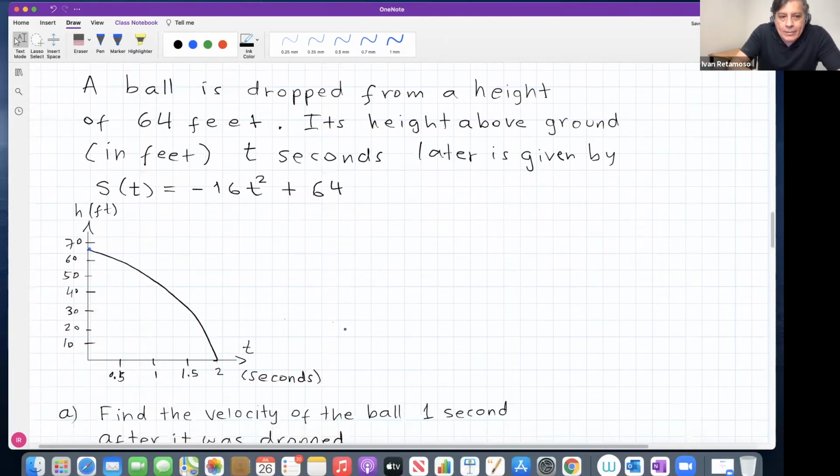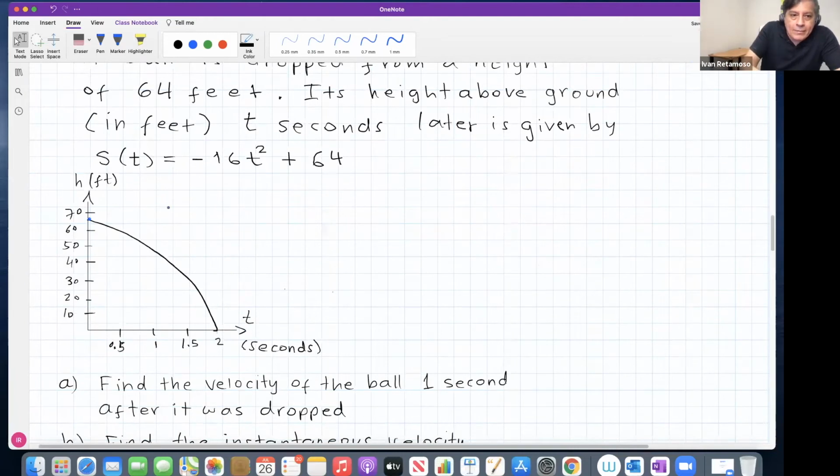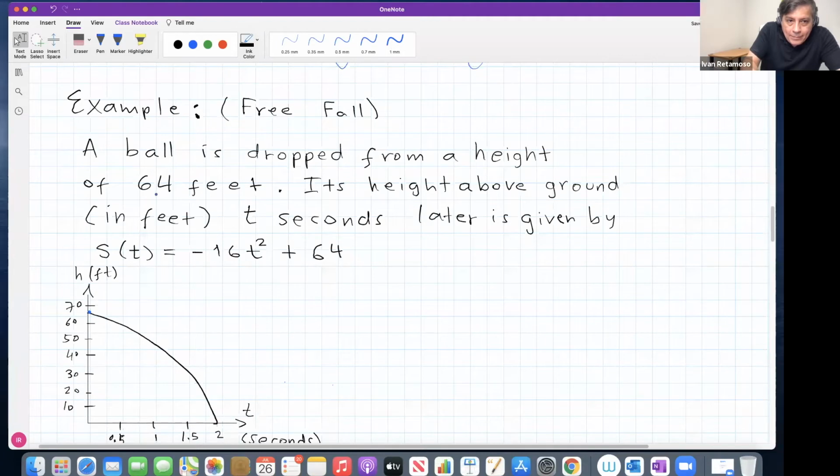Now, they include this diagram for you to understand what's going on. The ball is dropped at this height, 64 feet, which is here. And then the height decreases over time as time passes by, until a certain point there is no longer height, the ball reaches the ground.